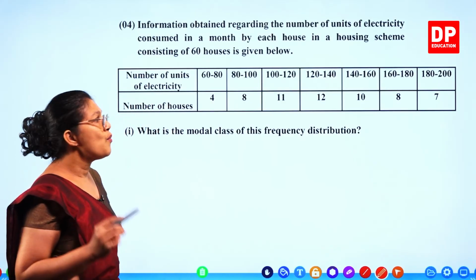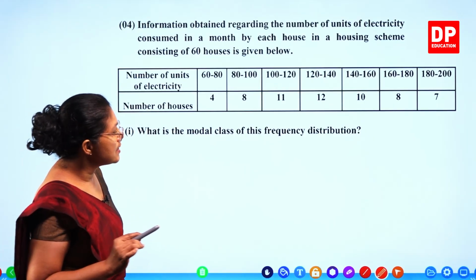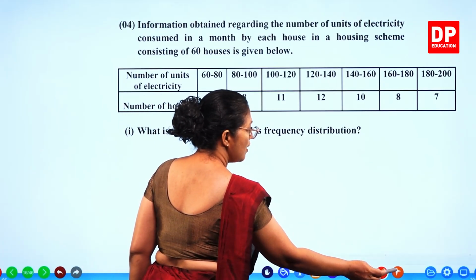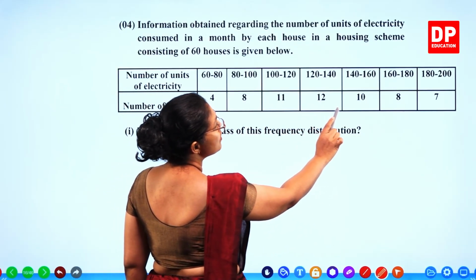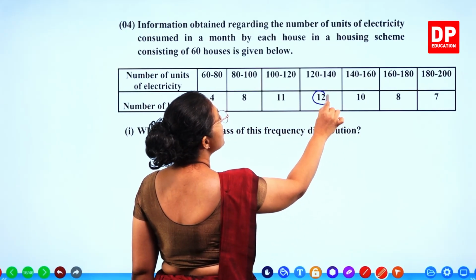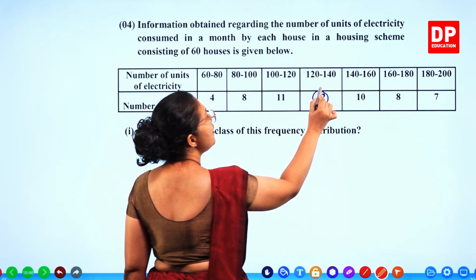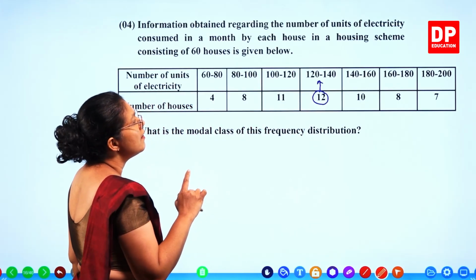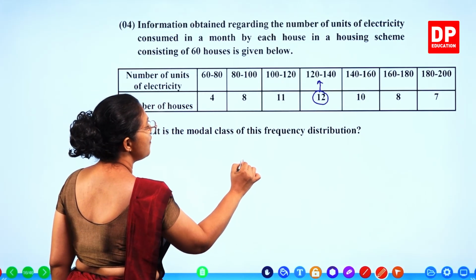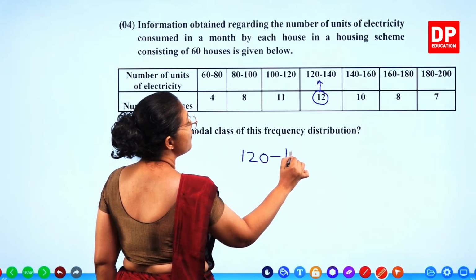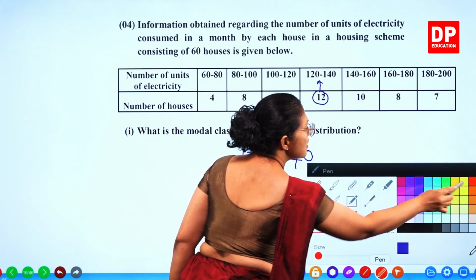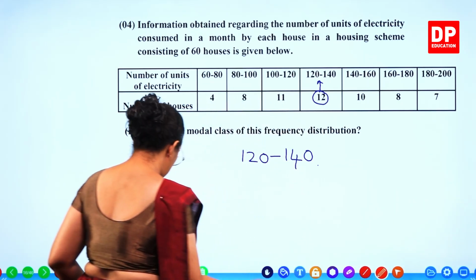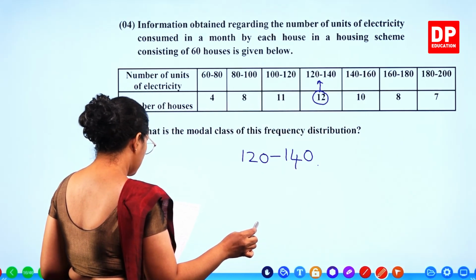Modal class is the one which has the highest frequency. Which one do we have? When you look at the frequency row, this is the highest one. So we write down the interval with that. So 120 to 140. So how many marks? For this one, you are just getting 1 mark.